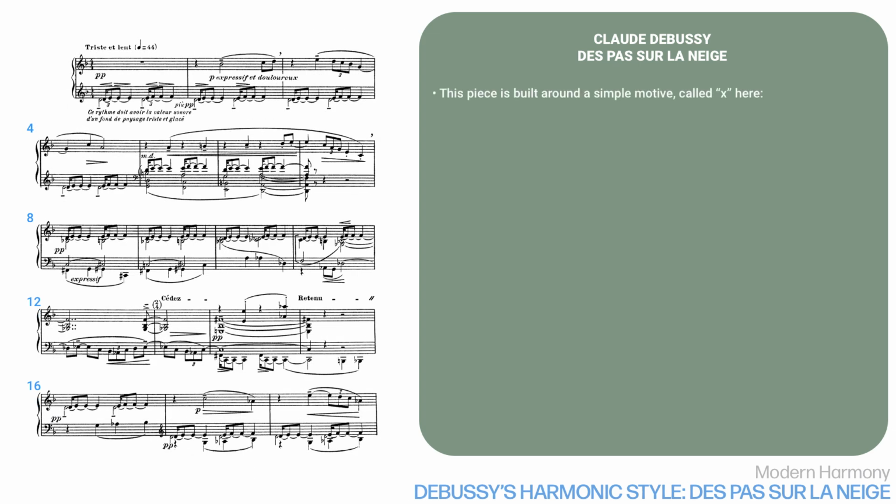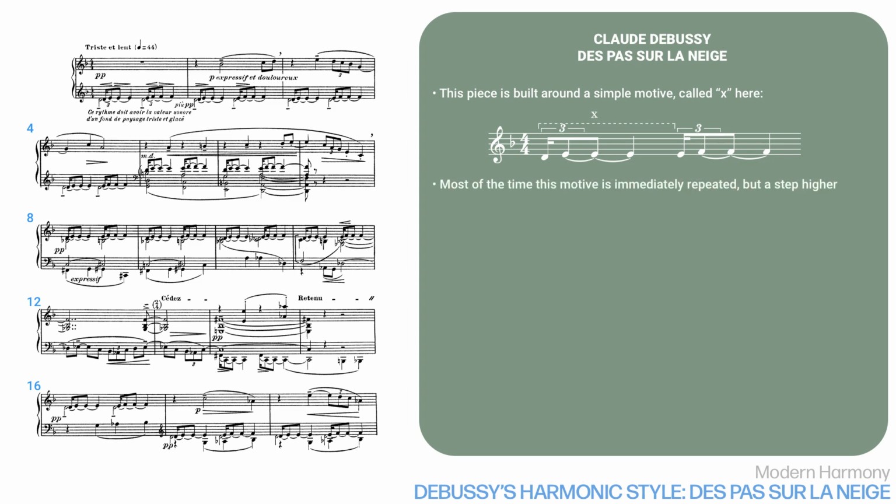This piece is built around a simple motive called X here, which appears repeatedly, almost like an ostinato. Most of the time, this motive is immediately repeated but a step higher, as in the above example. This is what starts the piece, and it seems to suggest the key of D minor. The accompaniment is alone in the first bar, repeated in the left hand over a D pedal. Then, the melody in the next 3 bars fills in all the other notes in the D natural minor scale.